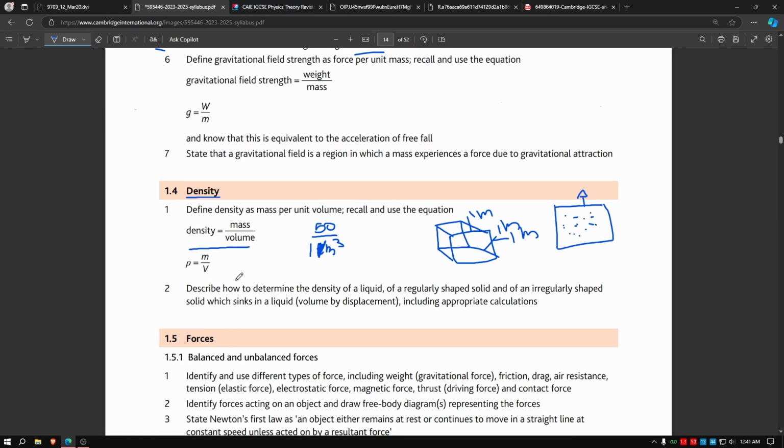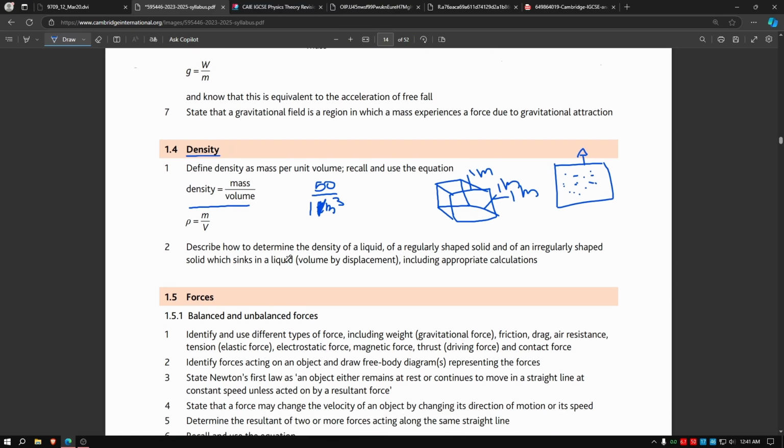So this is what density means: amount of matter per unit volume. Describe how to determine the density of a liquid, of a regularly shaped solid, and of an irregularly shaped solid which sinks in a liquid. Volume by displacement, including appropriate calculations. Okay, how do you measure the density of a liquid?